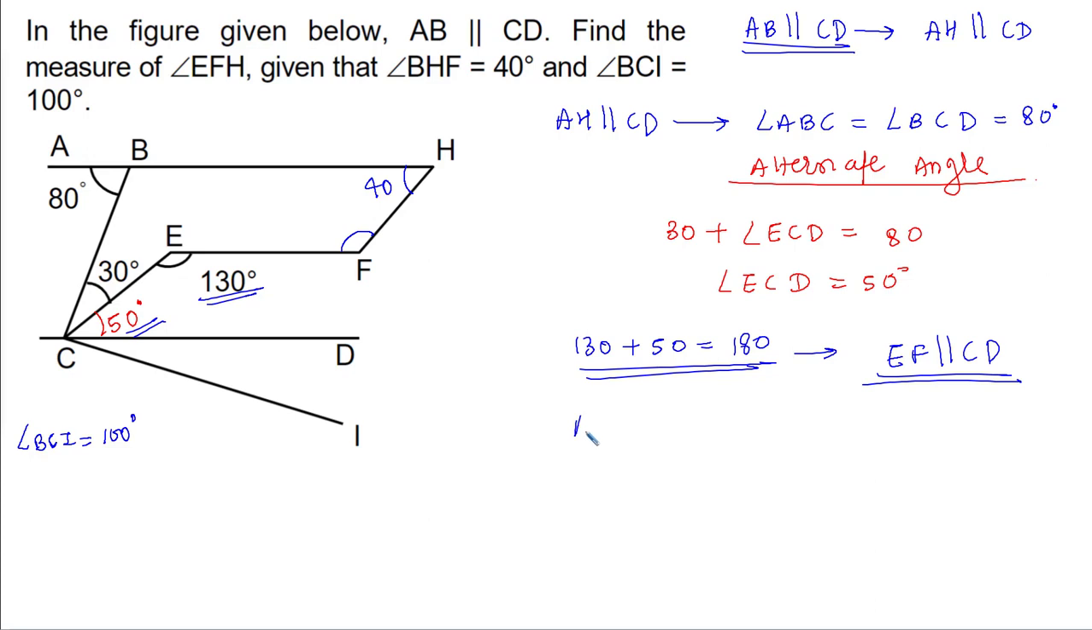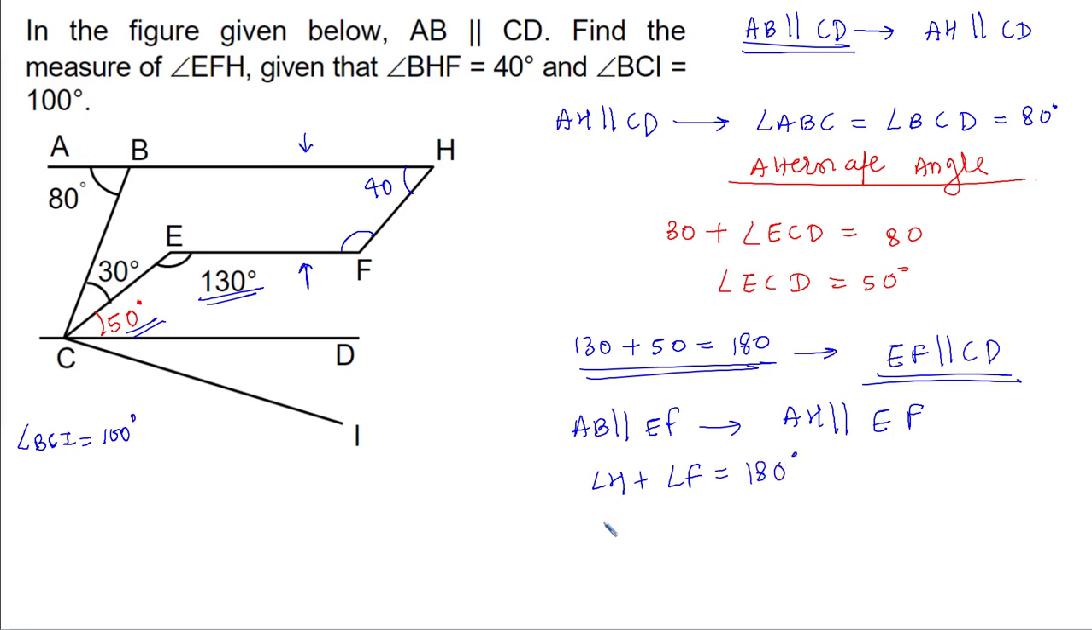So what does it mean? AB is parallel to EF also. Means AH is parallel to EF. If AH and EF are parallel to each other, then angle EH plus angle EF is going to be how much? It is going to be 180 degrees.